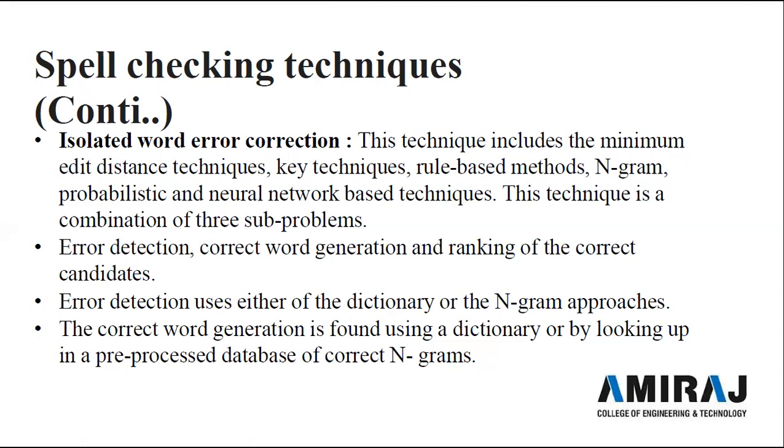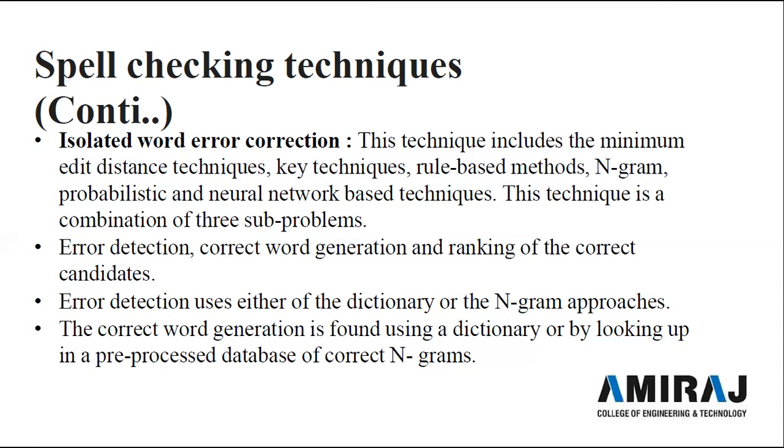So first of all, it will identify the error that is there in your sentence. Then they will correct the word, whatever word is giving the error, and then they will rank this corrected, upgraded word. They will give a rank to it. Error detection uses either the dictionary or n-gram approach, right? So for detection, we have two methods, the n-gram approach or dictionary lookup. Either of these can be used to detect an error.